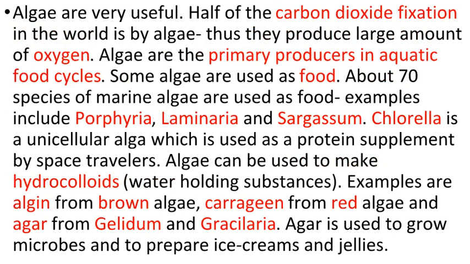Some algae are used as food. About 70 species of marine algae are used as food. Examples include Porphyra, Laminaria and Sargassum. Chlorella is a unicellular alga which is used as a protein supplement by space travelers. Algae can be used to make hydrocolloids, water-holding substances. Examples are algin from brown algae, carrageen from red algae and agar from Gelidium and Gracilaria. Agar is used to grow microbes and to prepare ice creams and jellies.